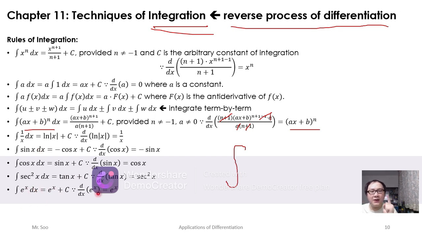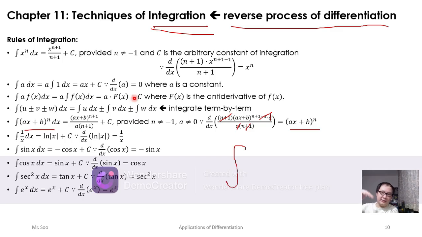Then for the exponential function e to the x, notice e to the x is always positive. e to the x is always a positive function. Clear? The derivative of e to the x is e to the x, so the integral of e to the x is e to the x. So these are some, I call it, rules of integration.